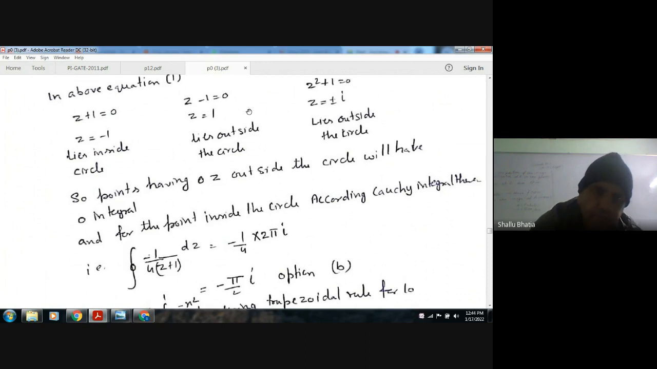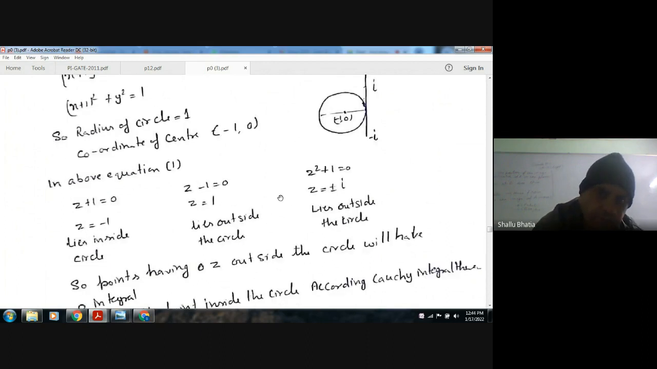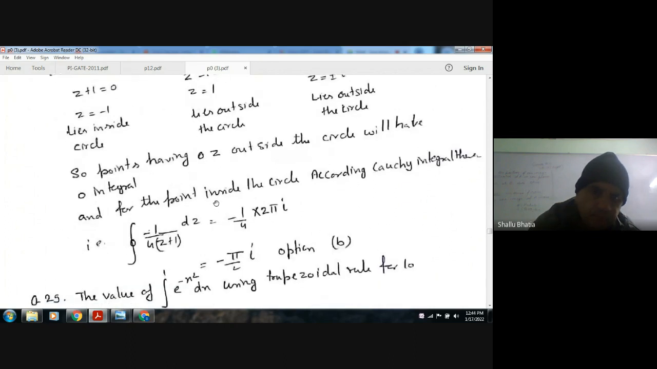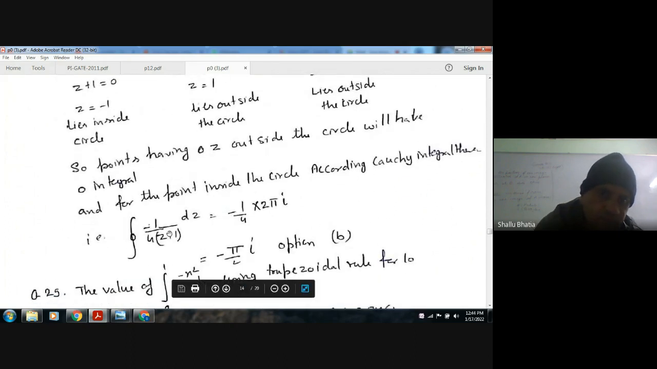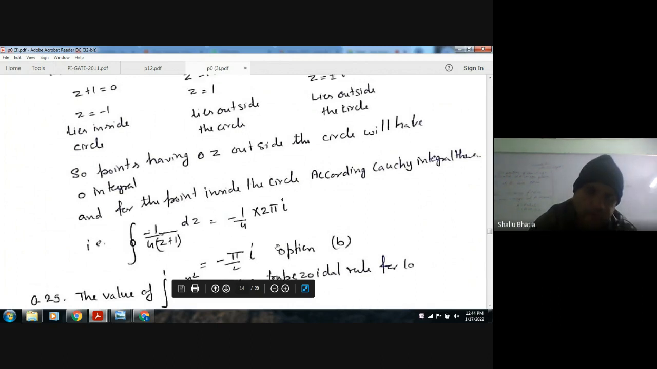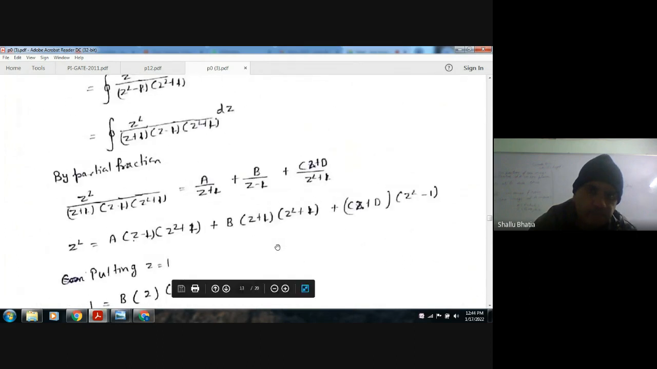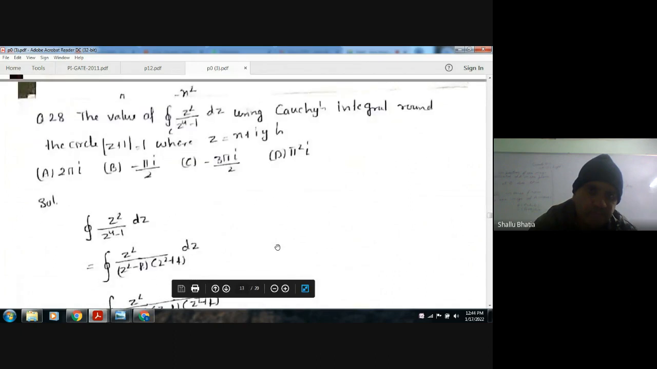So the integral of the terms which are outside the circle is 0. Now we have only this term. As the point lies inside the circle, it will be 2 pi i f(z), and f(z) is minus 1 by 4. So minus 1 by 4 times 2 pi i gives minus i pi by 2. So the answer is option B.